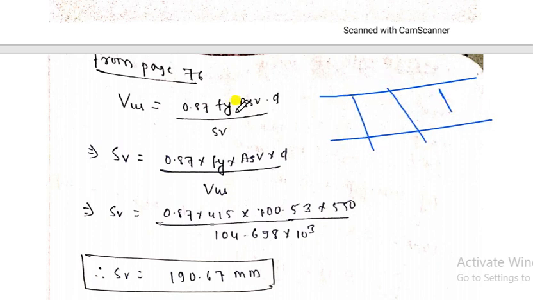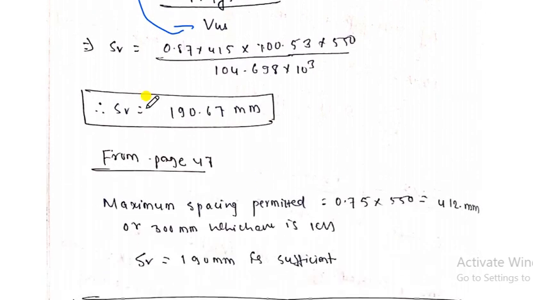So VUS, from page number 76, it is given in the IS code book only. VUS is equal to 0.87 FY ASV into D by SV. So SV is the spacing of the vertical stirrups. So we'll take it out here and it will go here. By substituting all the values, we will get 190.67. So the distance between the stirrups should be 190.67 center to center.